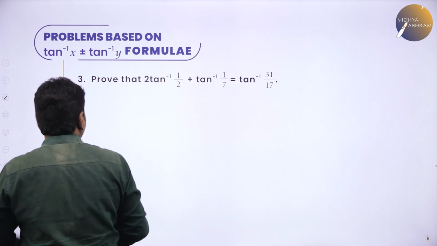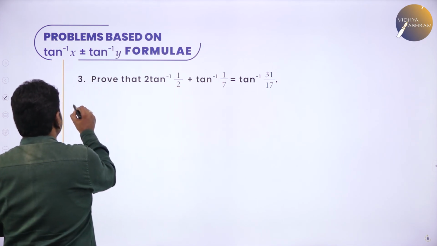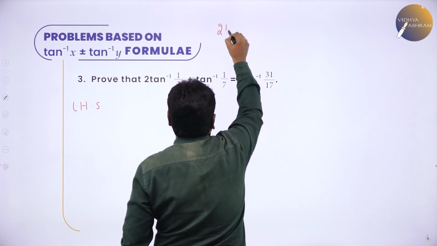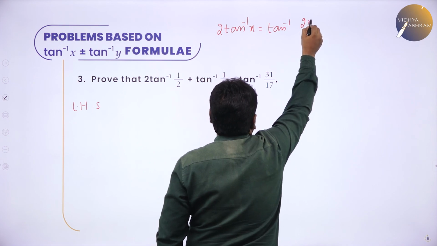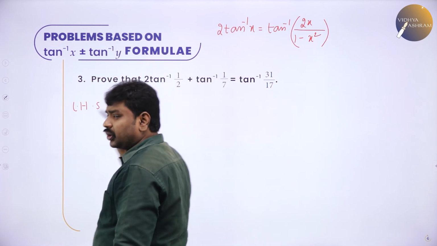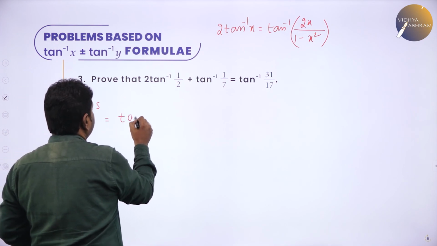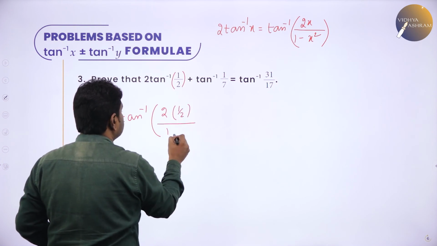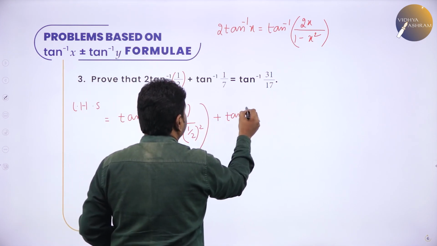Next. Prove that 2 tan inverse 1 by 2 plus tan inverse 1 by 7 is equal to this. So take LHS. All of you know the 2 tan inverse x formula. What is 2 tan inverse x? Tan inverse of 2x divided by 1 minus x square. You know this formula. So now here you have 2 tan inverse 1 by 2. For 2 tan inverse 1 by 2, can I write it as tan inverse of 2x, x means 1 by 2. 2 times 1 by 2 divided by 1 minus x square, 1 minus 1 by 2 the whole square plus tan inverse 1 by 7.